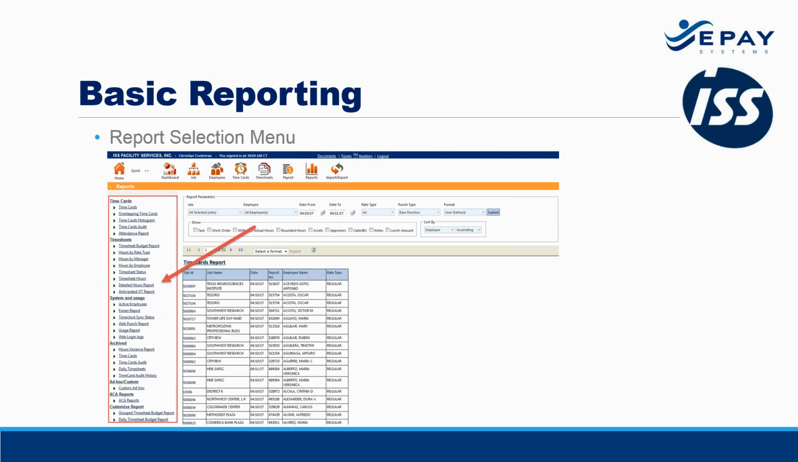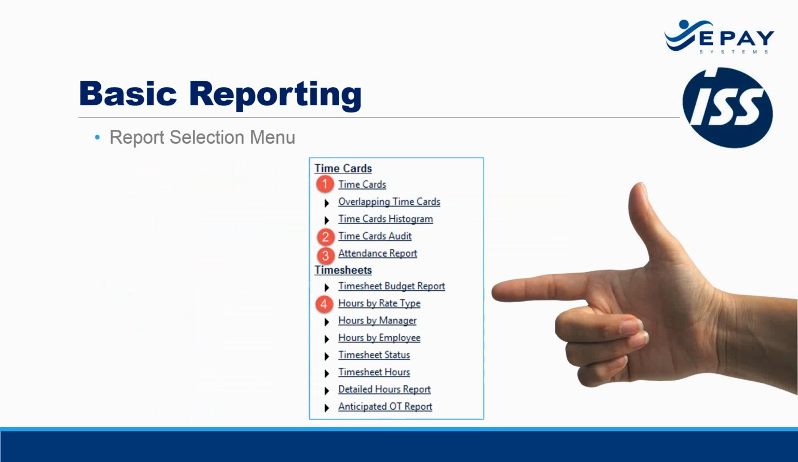Now, for our criteria today, for the sake of time, we're going to go through 4 key reports. We're going to focus on the time card report, the time card audit report, and the time card attendance report. And then lastly, we're going to go through a report called hours by rate type. Then from that, I'm going to show you some other ways of exporting data and getting other information that will be just as good as a report from other parts of the Blueforce system.